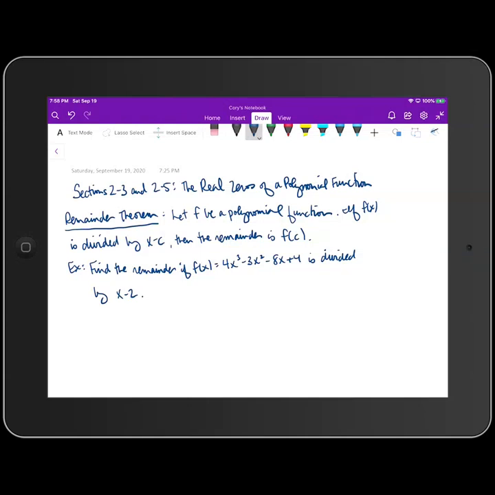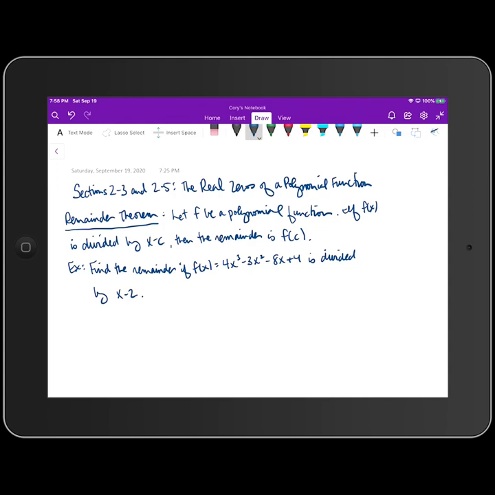All right, so we're going to combine bits and pieces of two sections into our lesson today. We're going to look at parts of sections 2.3 and 2.5, where today's lesson is going to deal with finding the real zeros of a polynomial function. But before we get into doing that, there are a couple of things we need to look at first. Number one being the remainder theorem.